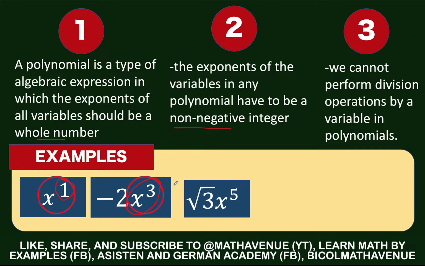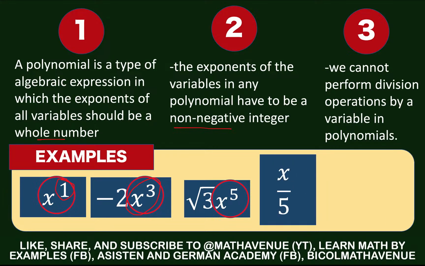Next, square root of 3 times x to the fifth. Again, we are looking at the variable raised to the exponent. The exponent is a whole number, the exponent is non-negative, and there is no variable in the denominator. Therefore, this is considered a polynomial. Next, x to the fifth over 5. Again, the exponent of x is a whole number and a non-negative integer, and even though there is a division operation here, this division is by a constant. Therefore, this is still considered a polynomial. But when the denominator is a variable, that is when we say it is no longer a polynomial.